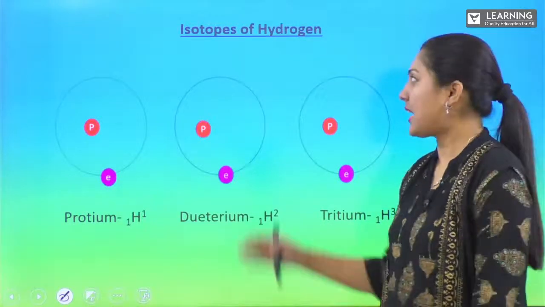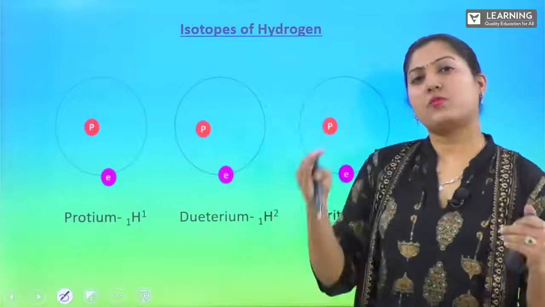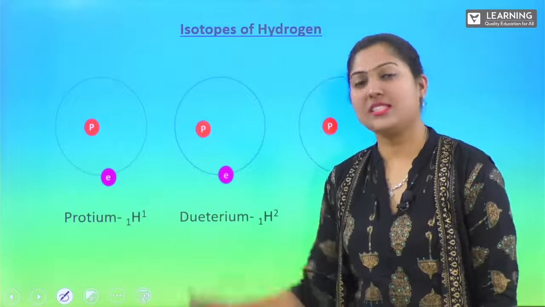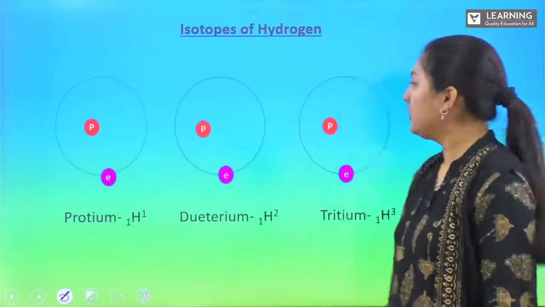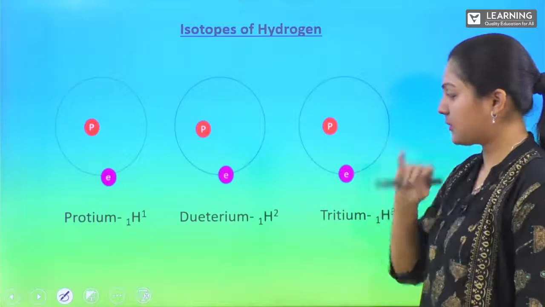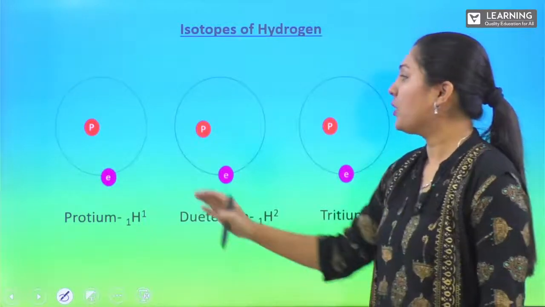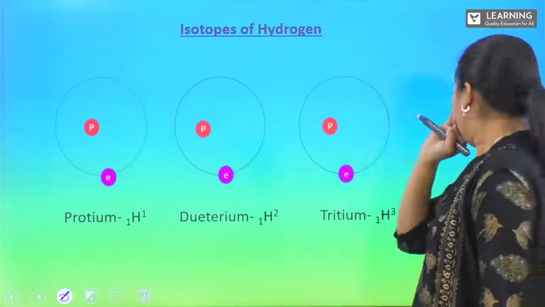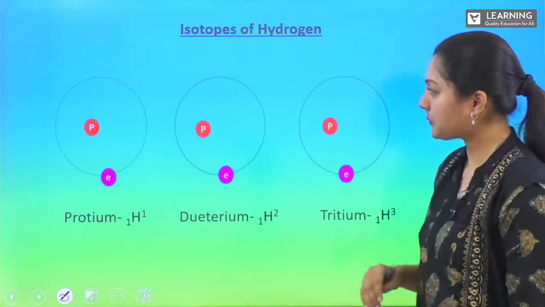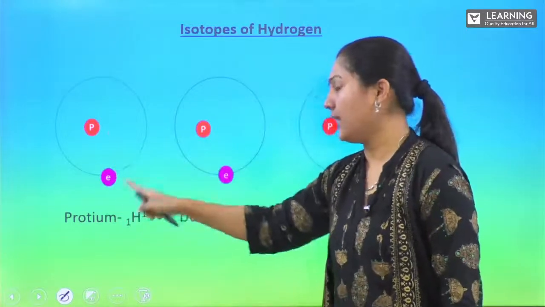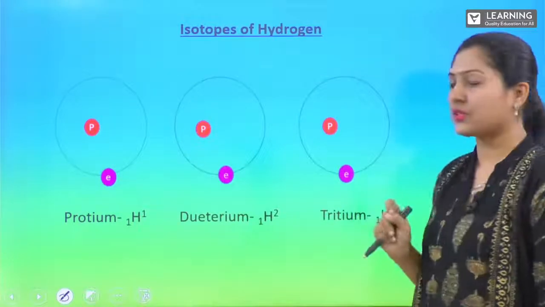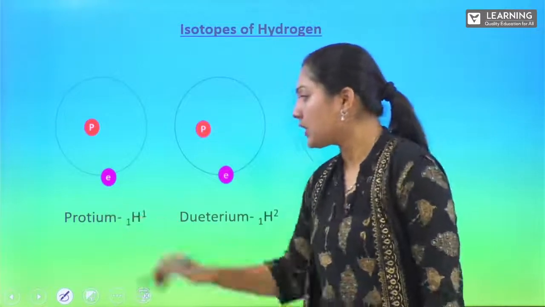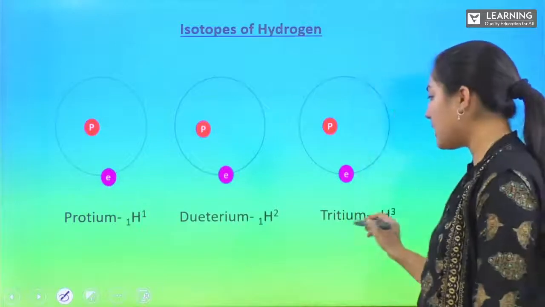As we know, students, isotopes means the atoms of the same element which have different number of protons. Protons? No, it is neutrons. Okay. You can see here we have 3 different hydrogen atoms where each one is having 1 proton, 1 electron. What is the difference now? The difference is this is called protium, this is called deuterium, this is called tritium.